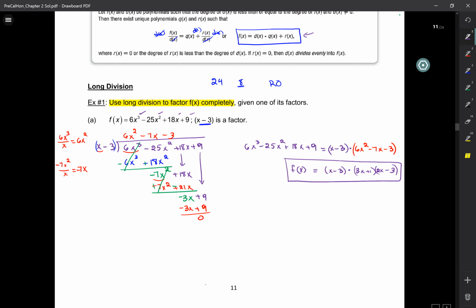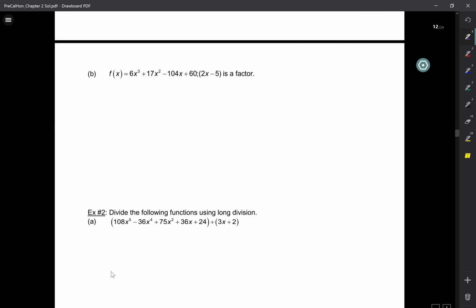Okay? All right, let's move on. Here's another one. So factor this, given that 2x minus 5 is a factor. 2x minus 5 comes out here. And I have 6x cubed plus 17x squared minus 104x plus 60. And now 6x cubed over 2x is 3x squared. And I multiply, and I get 6x cubed minus 15x squared. I'm going to change the signs.